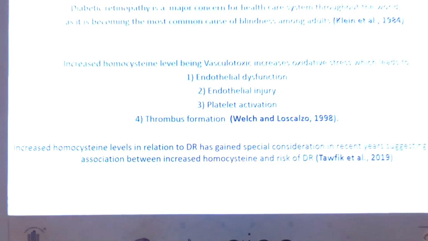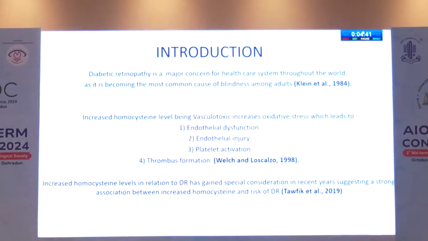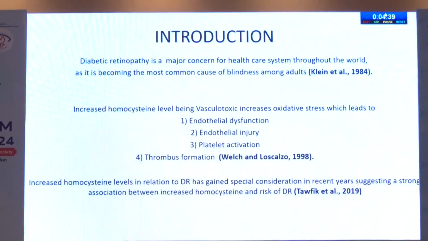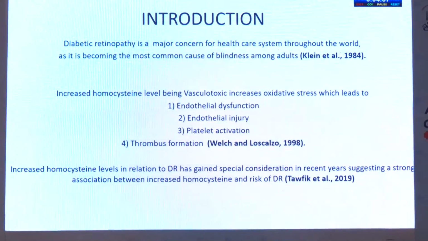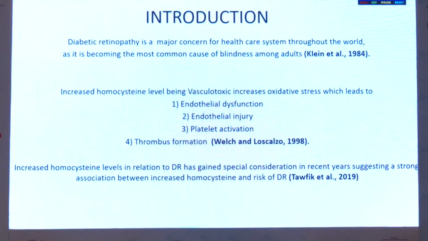Good morning everyone. The topic for my paper presentation is plasma homocysteine level in type 2 diabetic patients with and without diabetic retinopathy. Diabetic retinopathy is a major concern for the healthcare system throughout the world as it is becoming the most common cause of blindness among adults. Increased homocysteine level, being vascular toxic, increases oxidative stress which leads to endothelial dysfunction, injury, platelet activation and thrombus formation.